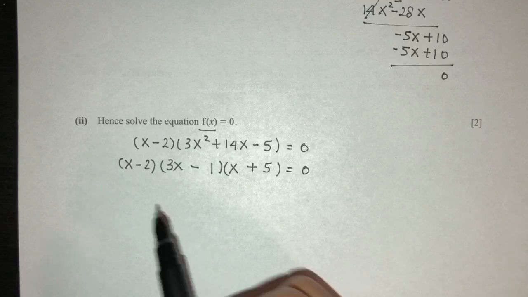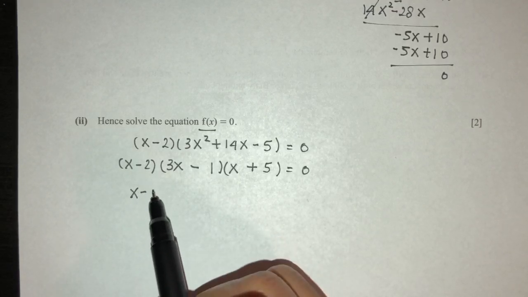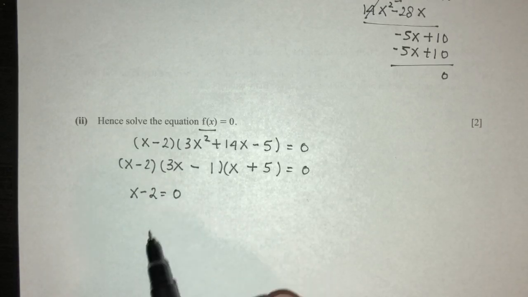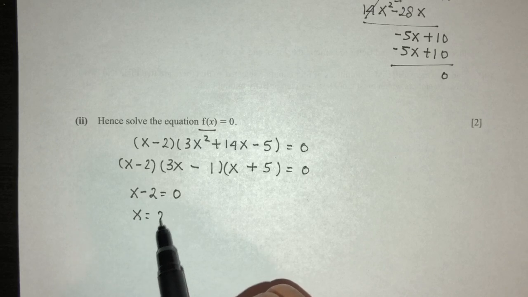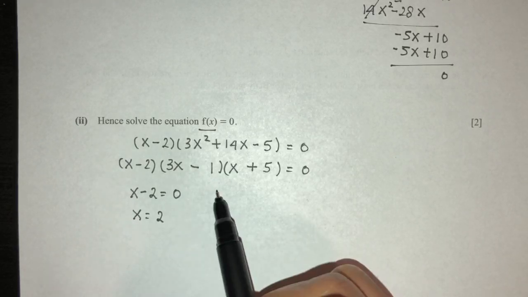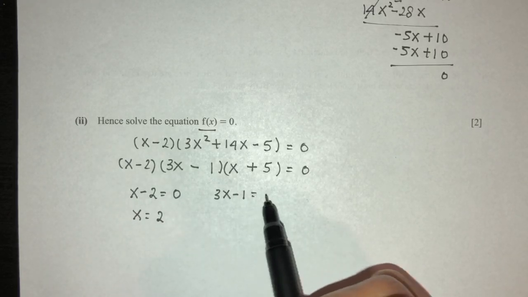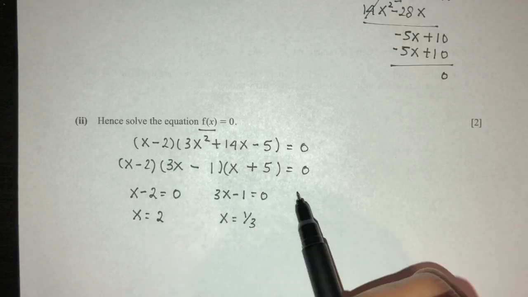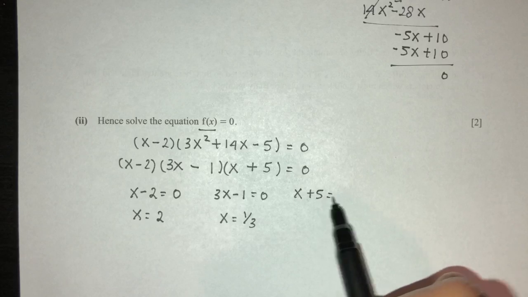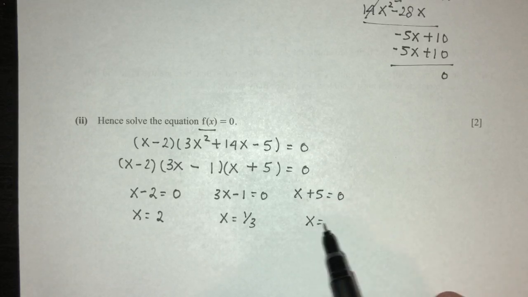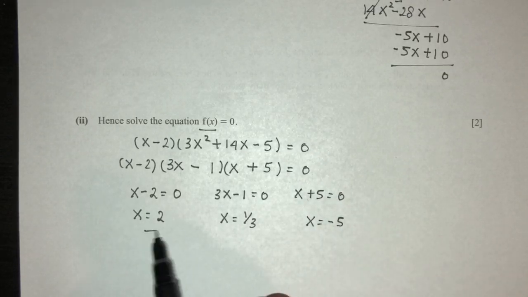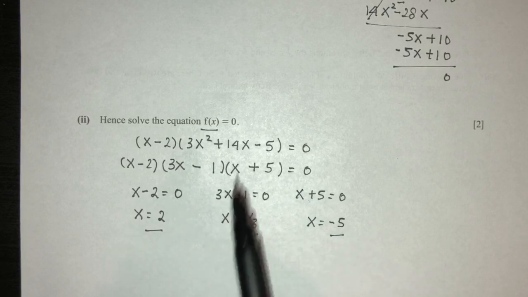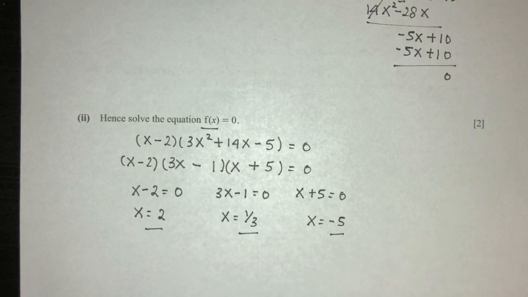Now let's find the values of x. For the first one, x minus 2 equal to 0, x is equal to 2. That's the first value. This one will be 3x minus 1 equal to 0, x is 1 over 3. This one, x plus 5 is equal to 0, x is minus 5. So these are your values of x, and here you have solved the equation. That is your question number 1.